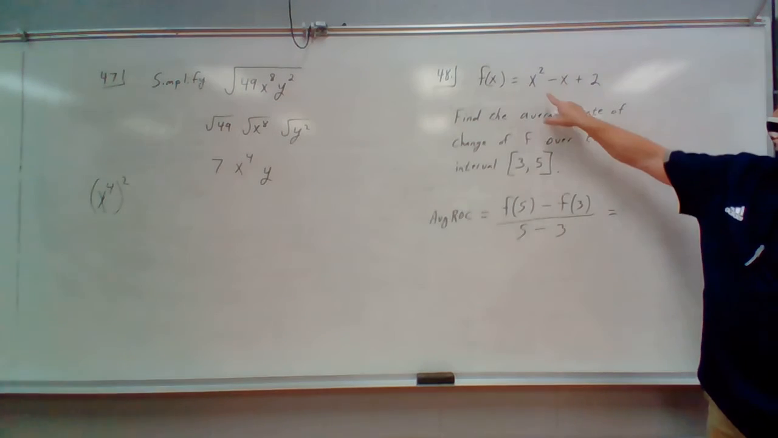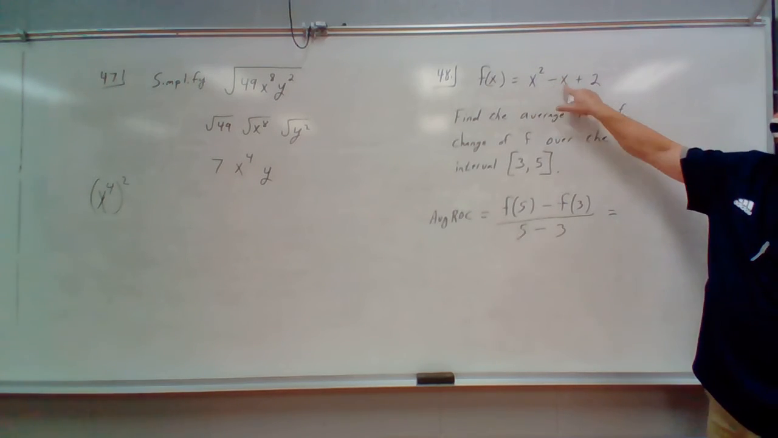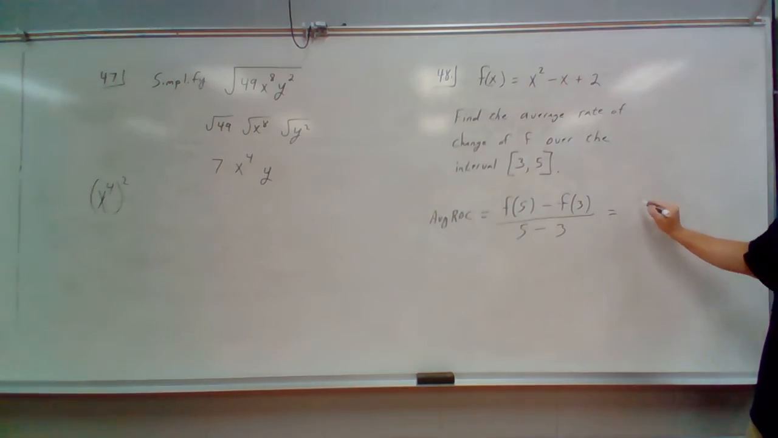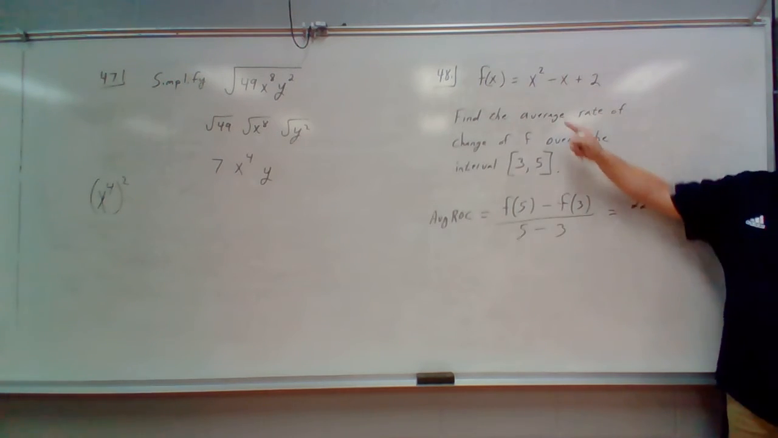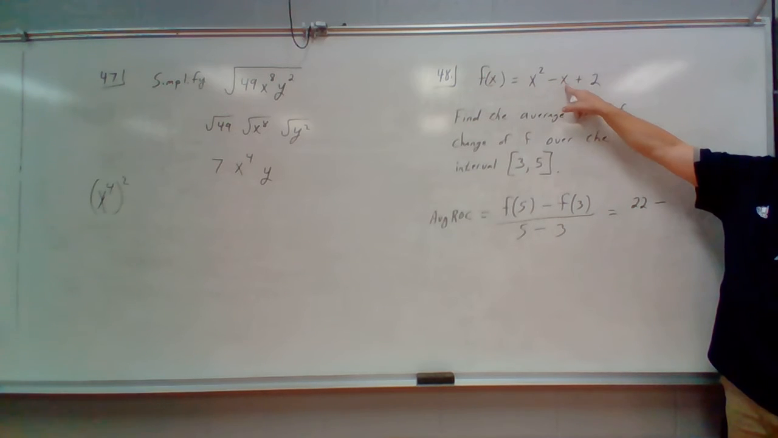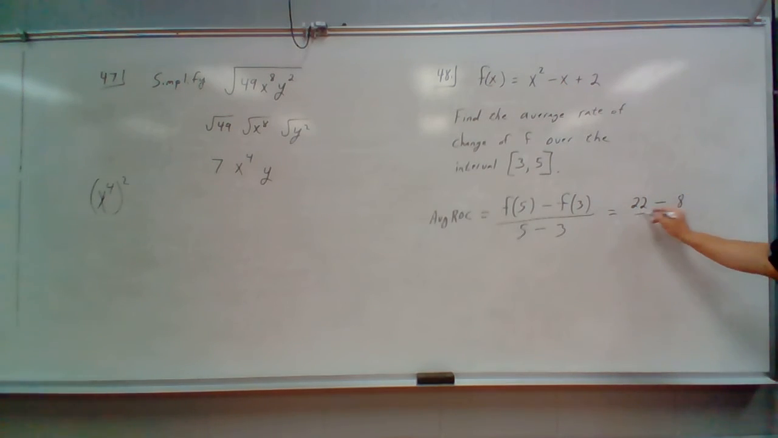So f of 5, I'll put 5 in. That's 25. Minus 5 is 20. Plus 2 is 22. Minus 3, that's 9. Minus 3 is 6. 6 plus 2 is 8. Over 5 minus 3. 22 minus 8 is 14. 5 minus 3 is 2. So my average rate of change would be 7.